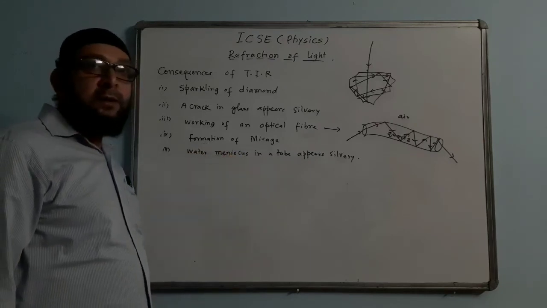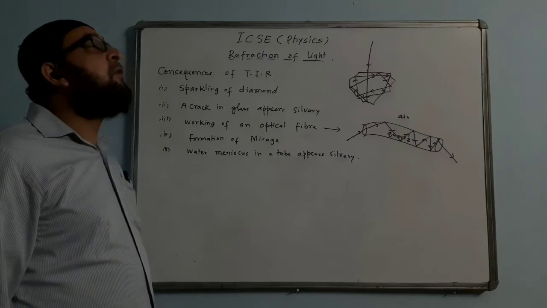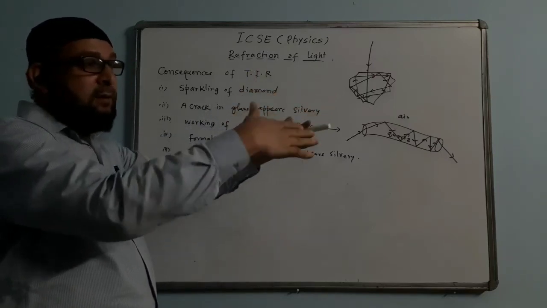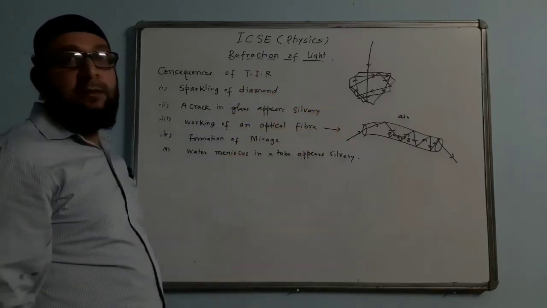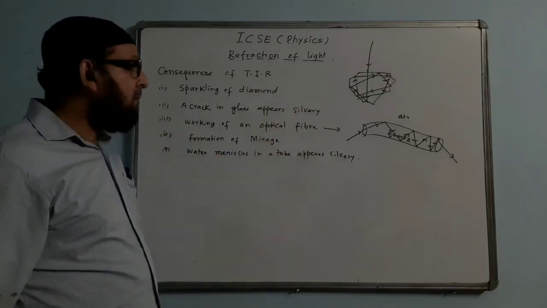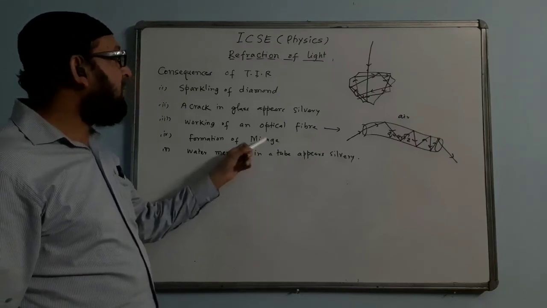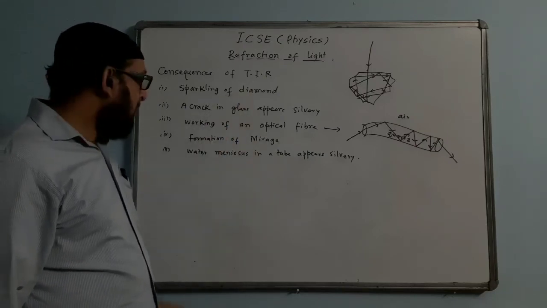Formation of a mirage. Mirage takes place in the desert, it is an illusion to the eyes. When we look very far, the sand particles shine as if there is water. When a person goes close by, there is no water. So this illusion is called mirage. That also takes place due to TIR.